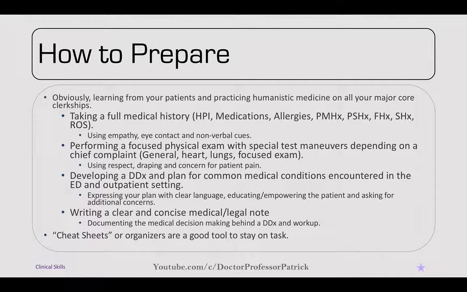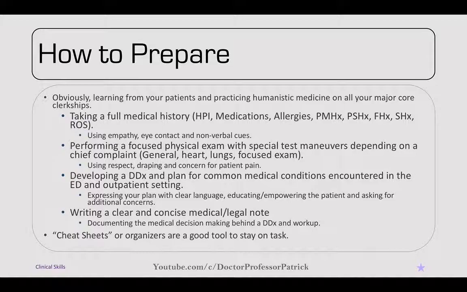Next, you want to be able to perform a focused physical exam with special test maneuvers depending on the chief complaint. So every patient you're going to examine generally when you come into the room and have a general idea. You're going to do a heart and lung exam, and these should both be performed underneath the gown, so they want direct contact between your hands or the stethoscope and the patient's skin. So if you're doing this over top of the gown, you won't get credit for that. And then you're going to perform a focused exam. So if they have an abdominal complaint, you're going to do a more focused and thorough abdominal exam with maybe some special tests like a Murphy's test or McBurney's point, those type of things.